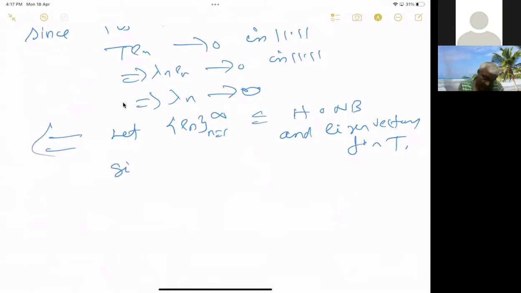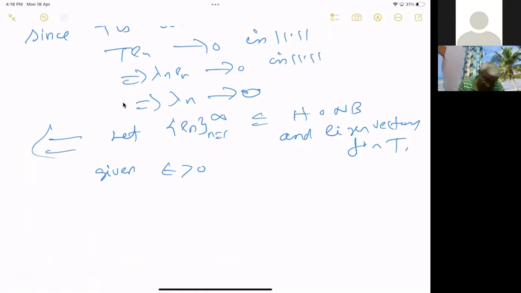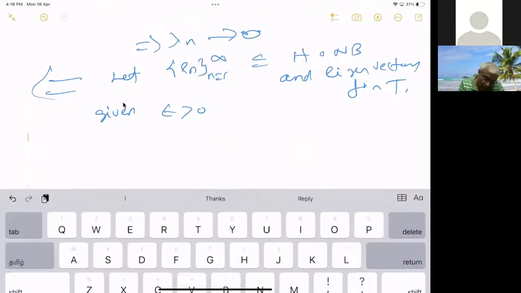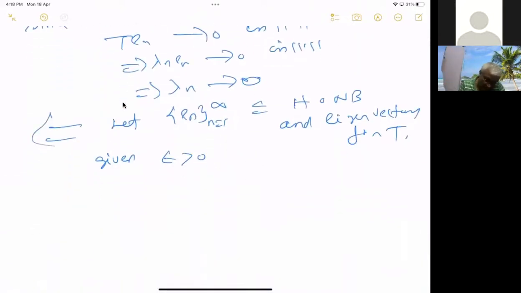So given epsilon greater than 0, it's enough to show that we can find a finite rank operator which is epsilon close in norm to this T. We have assumed that lambda n goes to 0. Given epsilon greater than 0, there exists an N, and after that, mod lambda n is less than epsilon. So the set of all n such that mod lambda n is greater than or equal to epsilon is finite.